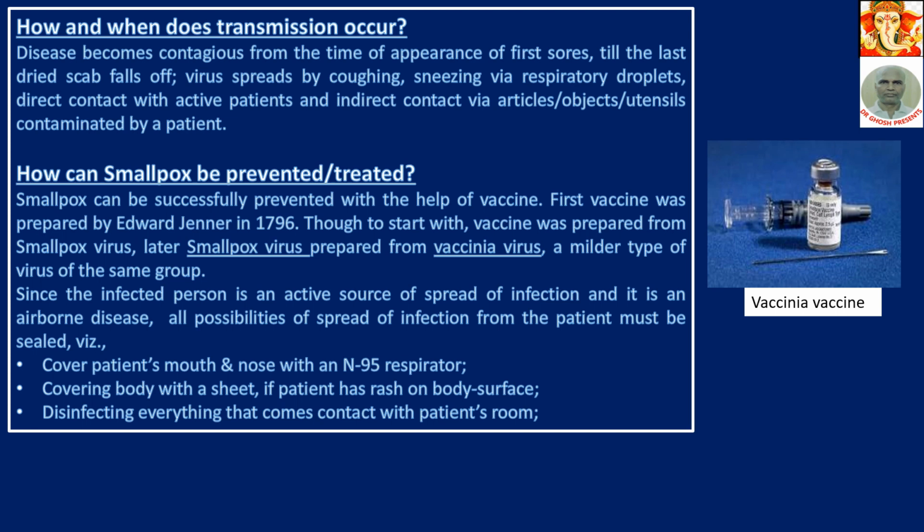How can smallpox be prevented or treated? Smallpox can be successfully prevented with the help of a vaccine. The first vaccine was prepared by Edward Jenner in 1796. That's a historical event.